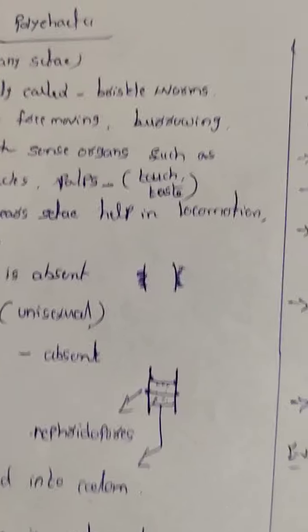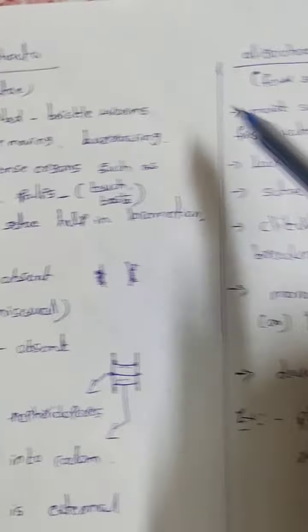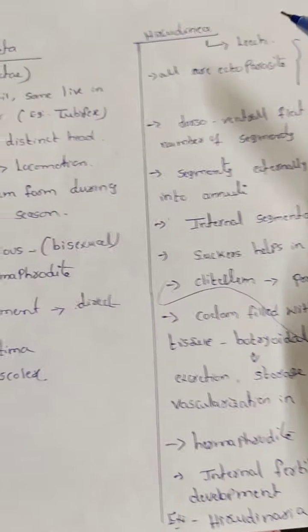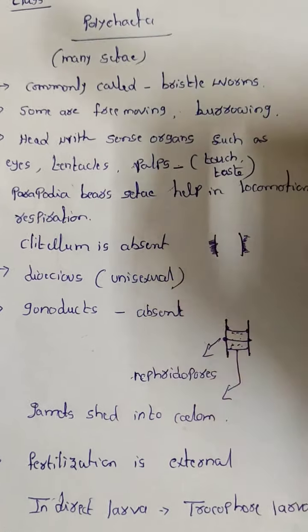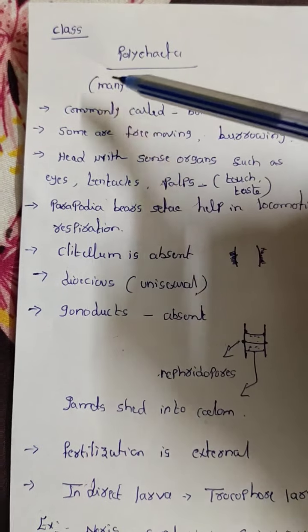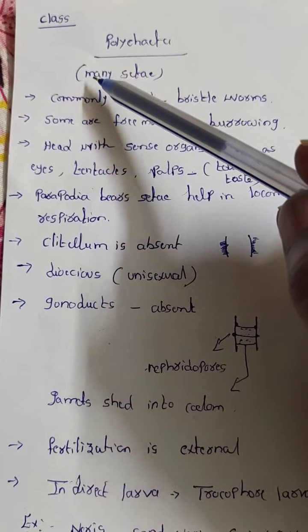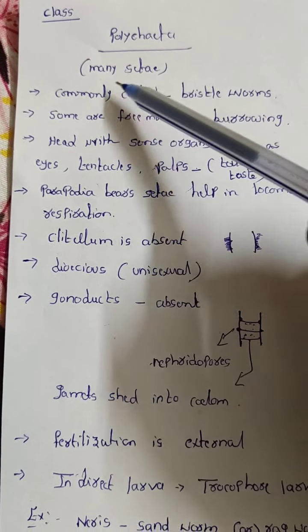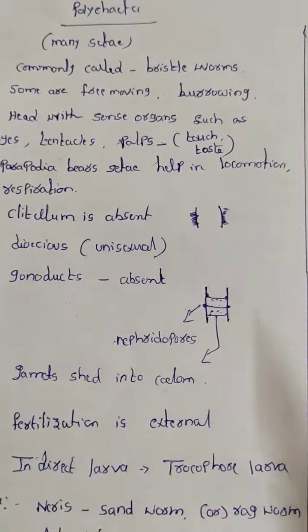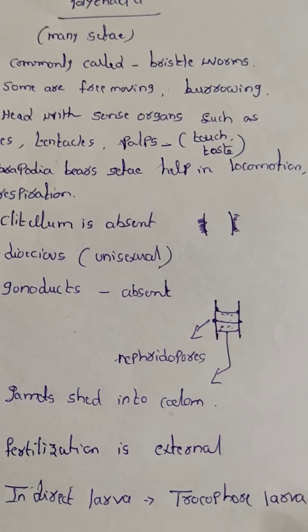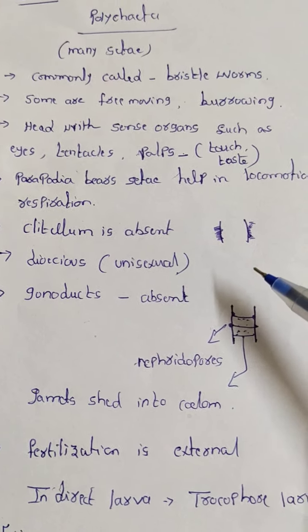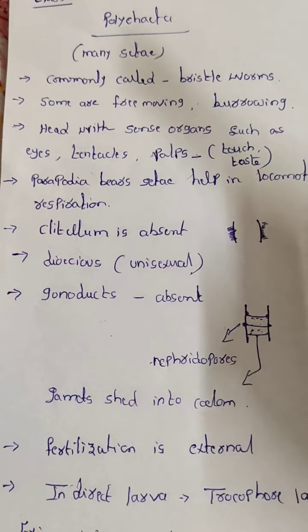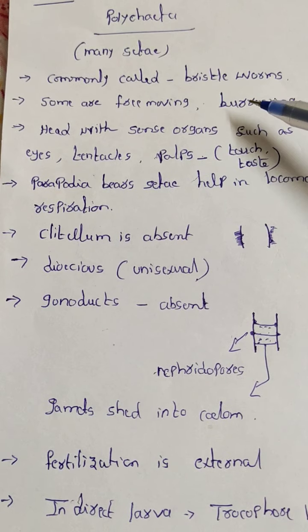Now, today we can discuss Annelida classes. One is the Polychaeta, another is the Oligochaeta, another is the Hirudinea. First we can go for the Polychaeta. Based upon setae, they can be classified. Poly means many, chaeta means setae. Many setae are present. I already said the main use of the setae is locomotion. Polychaeta organisms are commonly called bristle worms. Some are free living, some are burrowing in habitat.